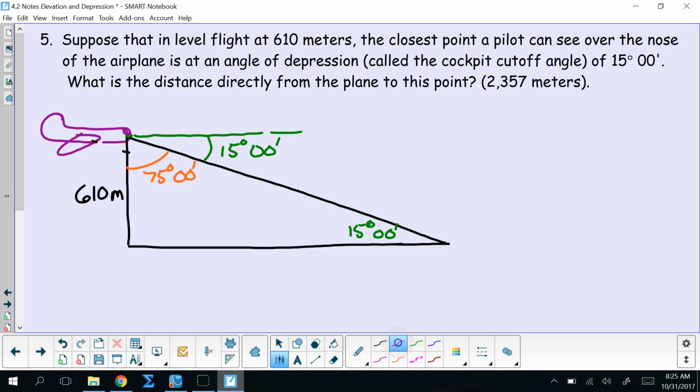So which distance am I looking for? Along the ground or the hypotenuse? I'm looking for the hypotenuse, because it's directly from the plane, up here, to this point on the ground. That really depends on what you want to use. I'm going to go with cosine of 75 degrees.